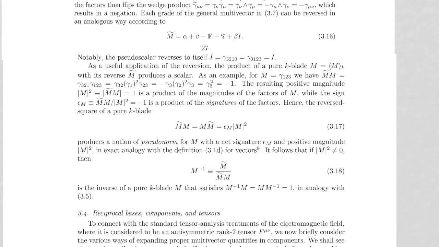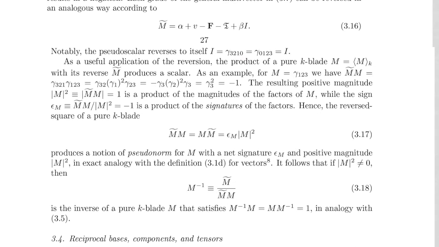And we read on. As a useful application of the reversion, the product of a pure K-blade M, which is the K-grade component of the multivector M, with its reverse M reverse produces a scalar. So this sentence here, I just want to emphasize, notice they drop in this word pure all of a sudden. I don't think I saw the word pure appear in this paper earlier.